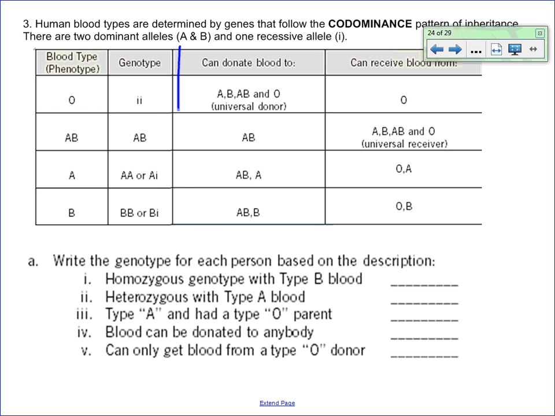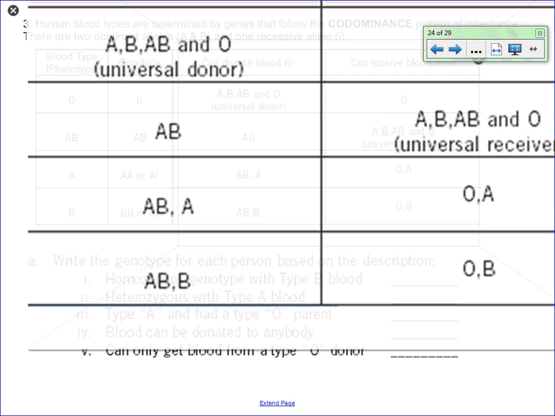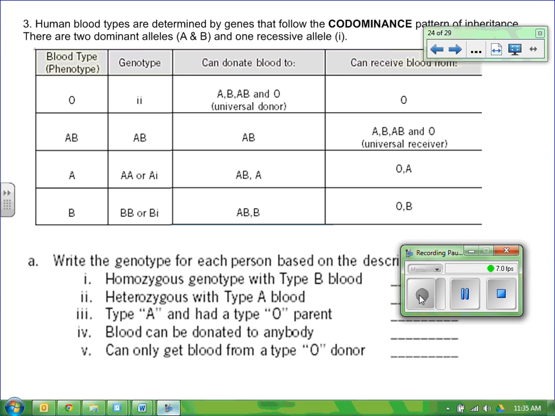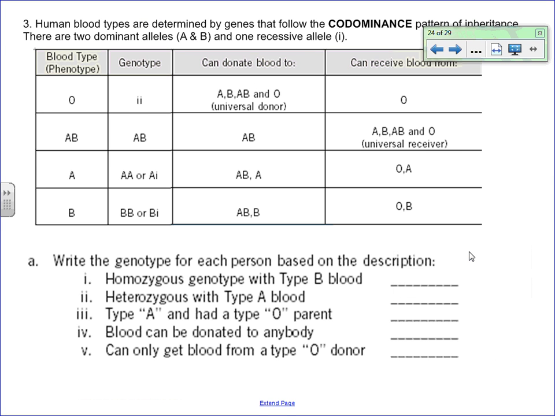Also, what's located on here is just some really interesting information about blood donation and how it works. So if you want to take a look at that, you certainly can. But we're not going to spend a ton of time on that now. All right, so let's get to the questions and see how we do.